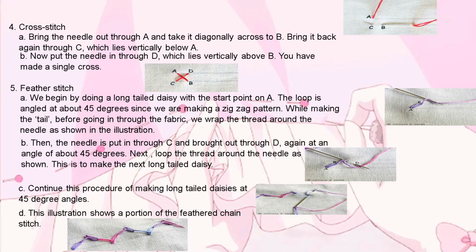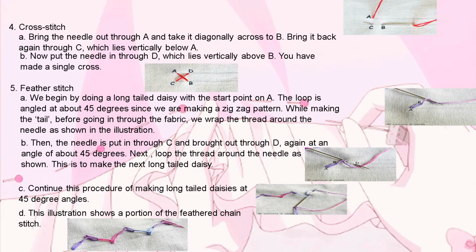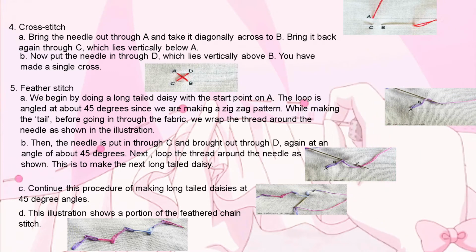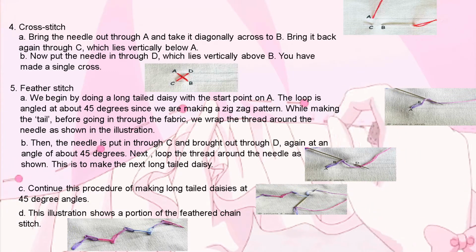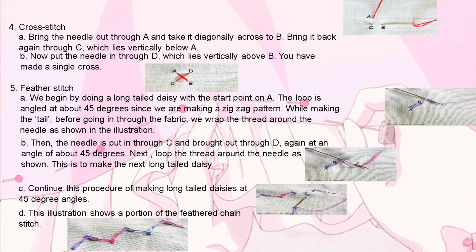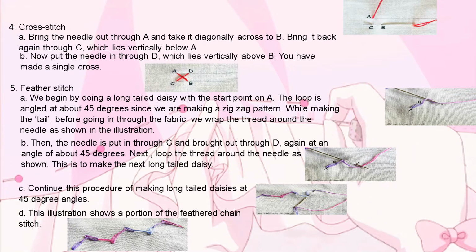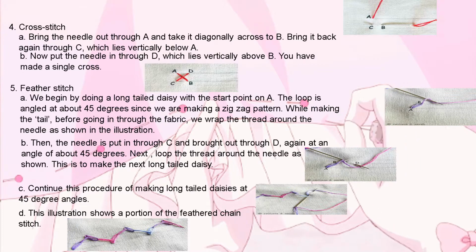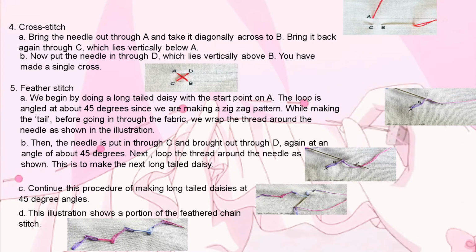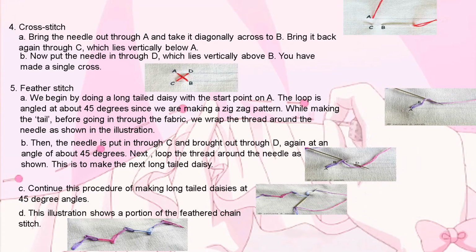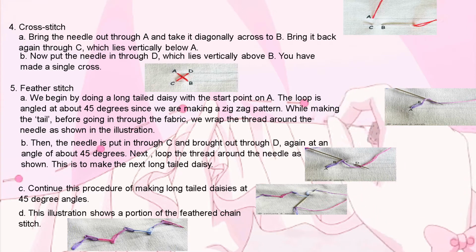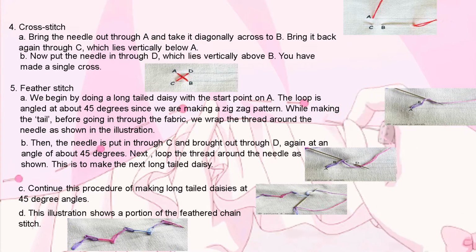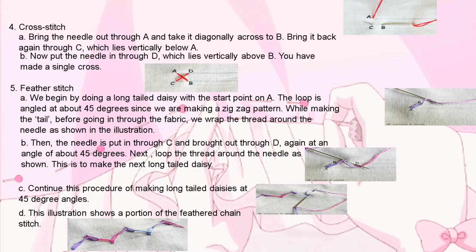Number 5. We have feather stitch. The first thing to do, we begin by doing a long tail daisy with the start point on A. The loop is angled out about 45 degrees since we are making a zigzag pattern. While making the tail, before going into the fabric, we wrap the thread around the needle as shown in the illustration.